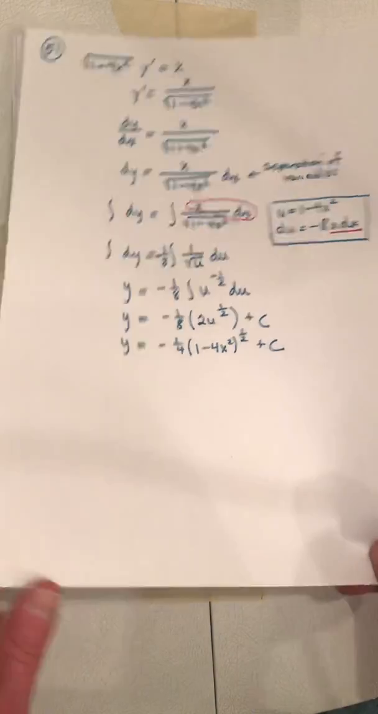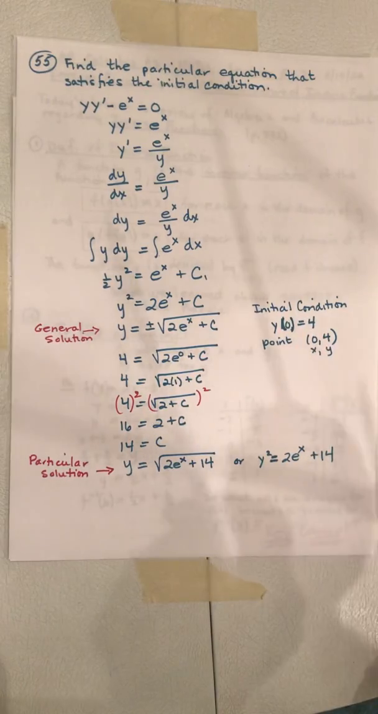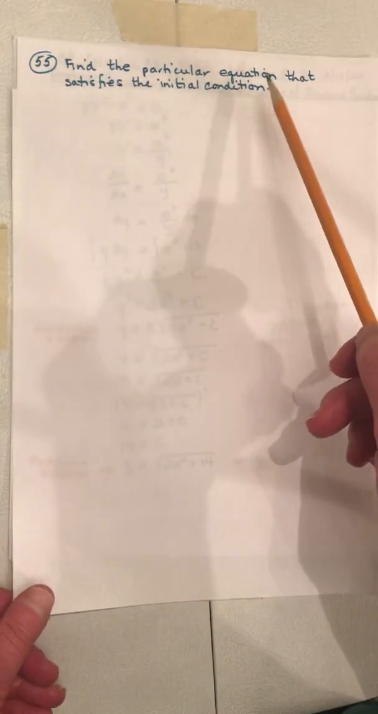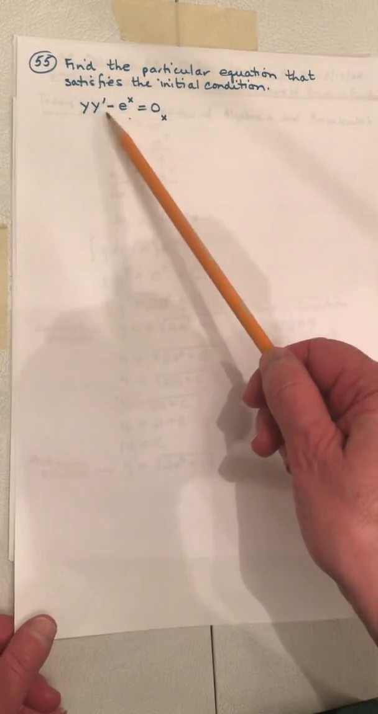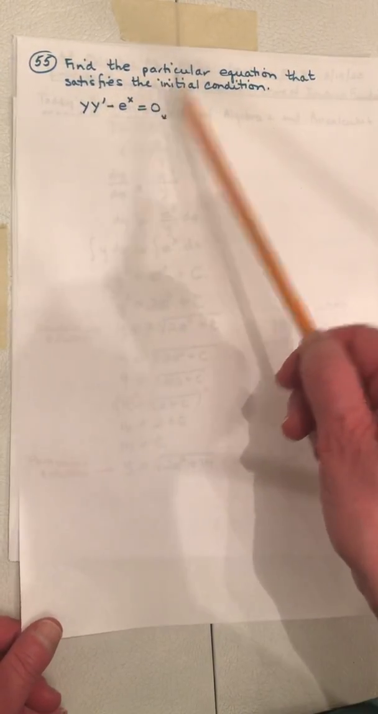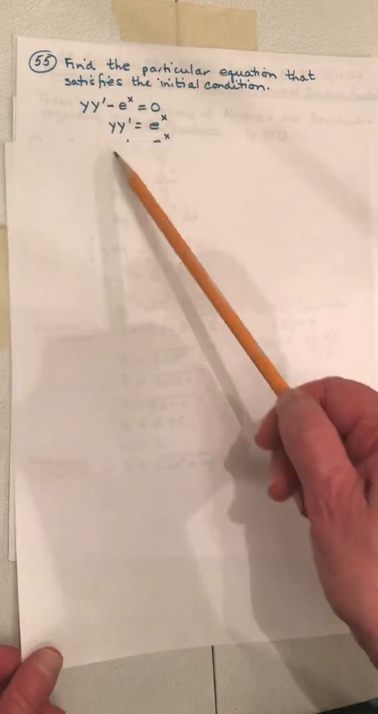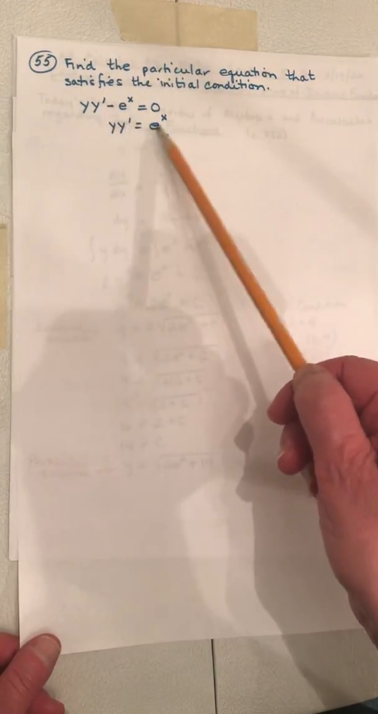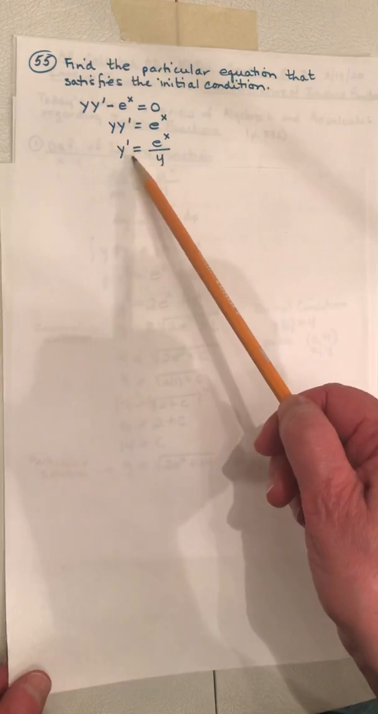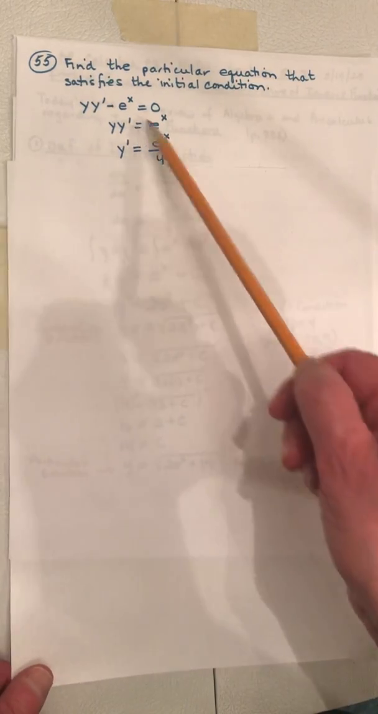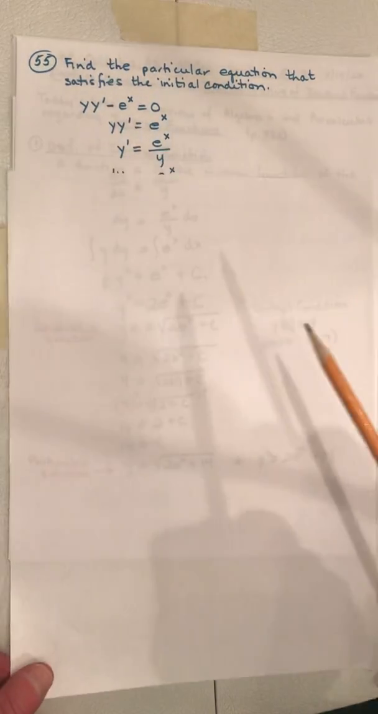That's 51. And moving on to, ooh, look at this one. This one's kind of long. 55. Find the particular equation that satisfies the initial condition. All right, so let's see what we've got. y times y prime minus e to the x equals 0. So we'll isolate y prime. y prime equals e to the x over y. So all we did was get y prime by itself.